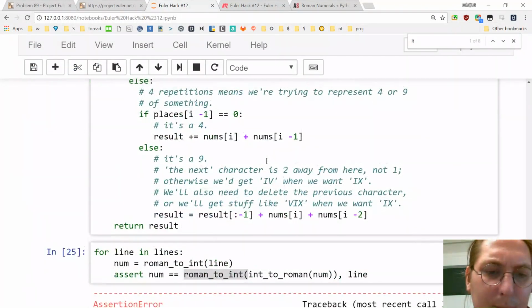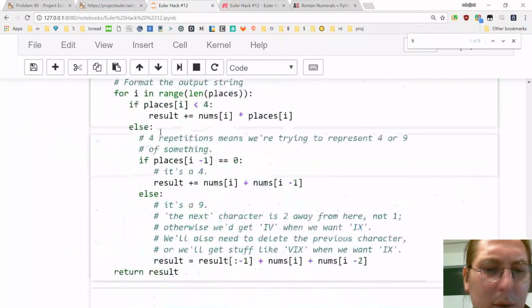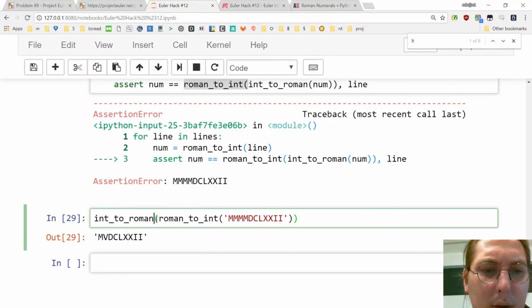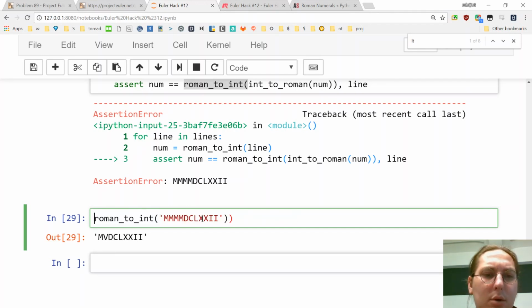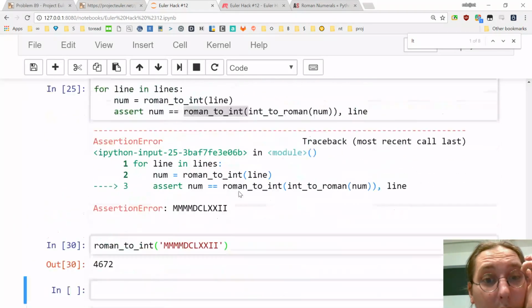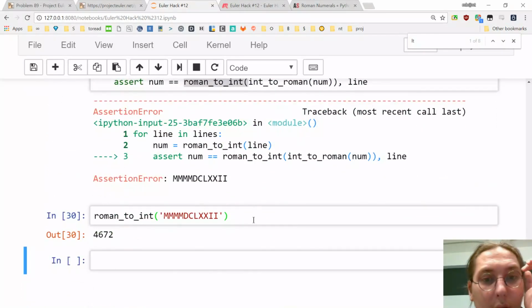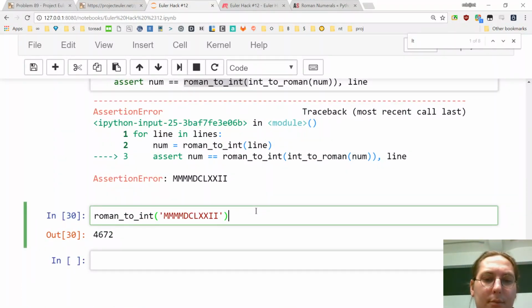Really? Roman to int was all right. What was it? 4, 6, 7, 2. Oh, okay, fair enough. Okay, and now do it again into Roman for 4, 6, 7, 2. Yeah, it's wrong.